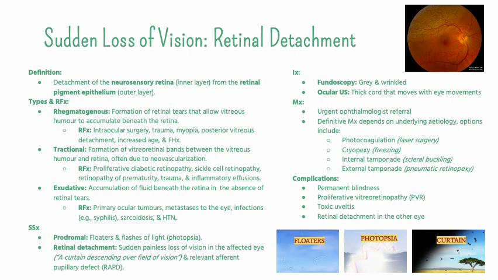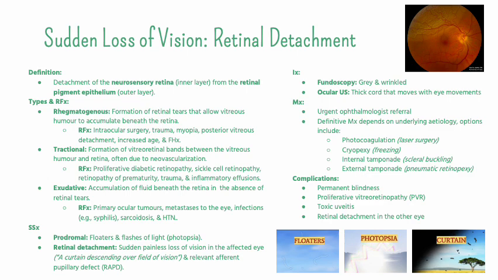Rhegmatogenous retinal detachment happens when there is a tear in the retina that allows the vitreous humor to accumulate beneath the retina. In doing so, the fluid can then push the two layers apart from each other, causing detachment. The risk factors are posterior vitreous detachment, intraocular surgery, trauma, myopia, increased age, and family history.